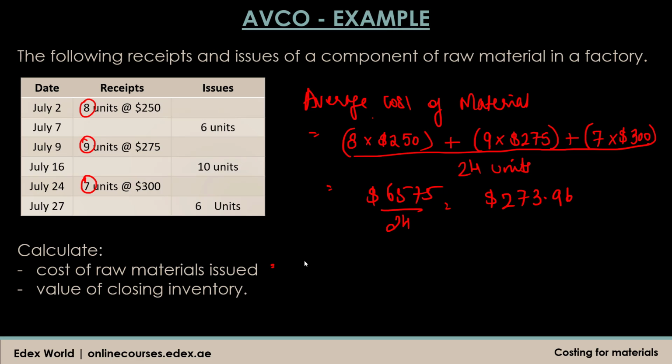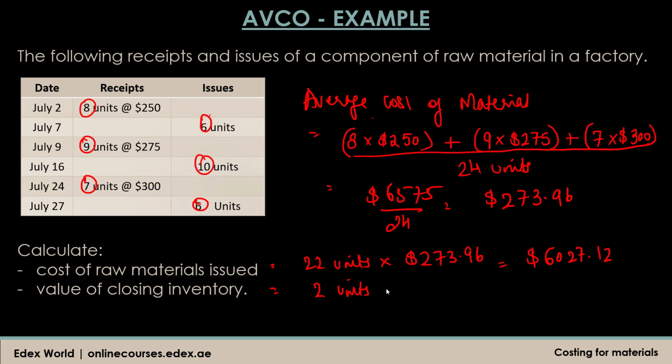So the cost of raw materials issued would be 22 units multiplied by $273.96 per unit. Why 22 units? See, take the total of total issues, 6 plus 10 plus 6, 22. So the total cost of issues is $6,027.12. And the value of closing inventory, again 2 units remain in stock and the value of each item is $273.96. So that gives us the value of closing inventory as $547.92.